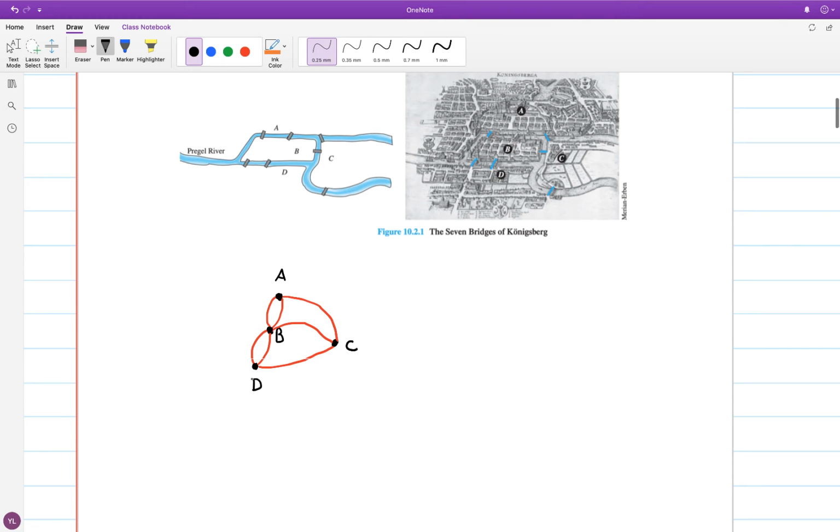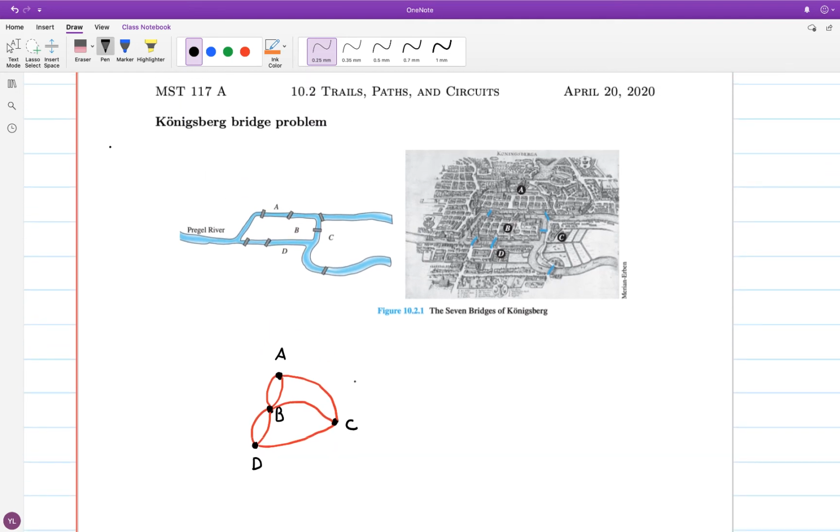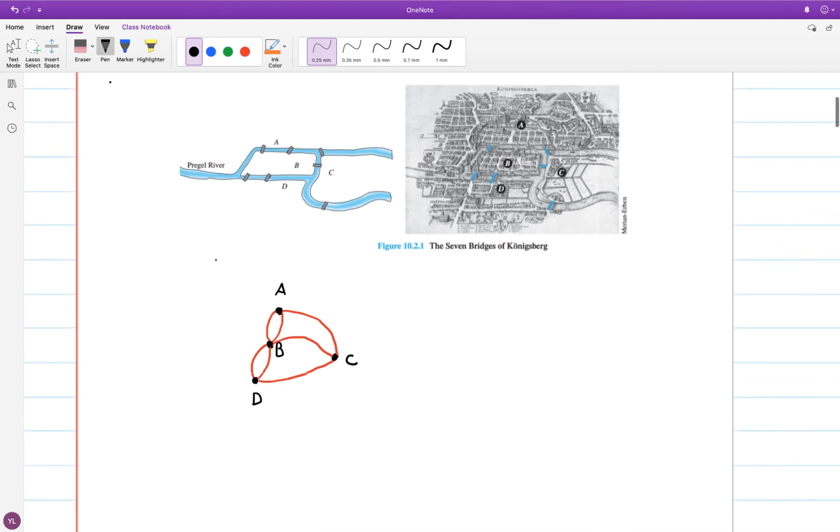So let me just take a look at this graph as a graph. I noticed something about the degrees of the vertices. The degrees of the vertices are as follows. The degree of D is 3, B is 5, A is 3, and C is 3. That's going to have some relevance when we talk about so-called Eulerian circuits, which is the type of walk that we're trying to make in this bridge problem.